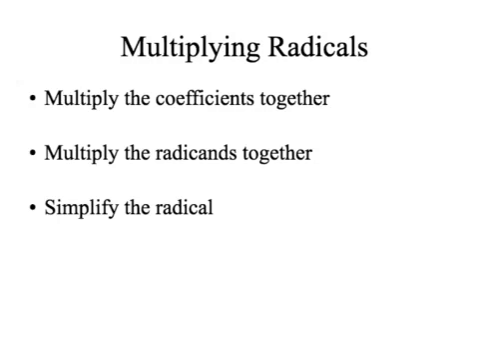To multiply radicals, you can multiply any radical together. There's 3 steps. First one's you multiply the coefficients together, the two numbers on the outside. And then you multiply the radicands together, the two numbers on the inside. After you've multiplied both the outside numbers together and then the inside numbers together, we need to simplify the radical or use the factor tree.